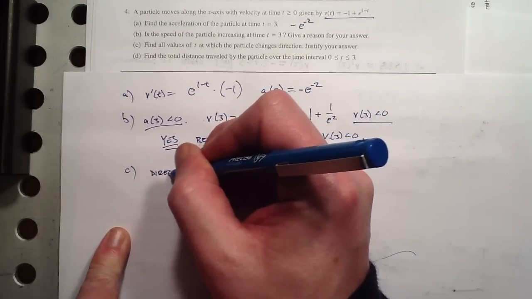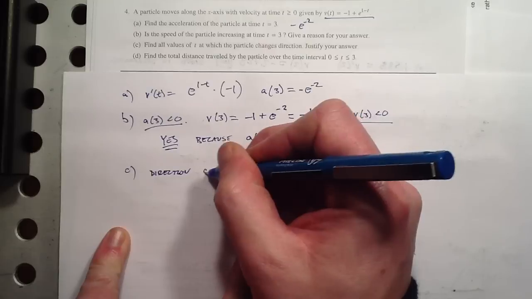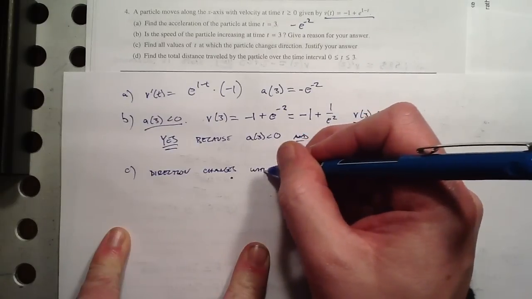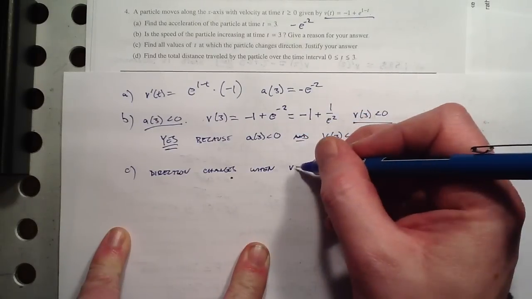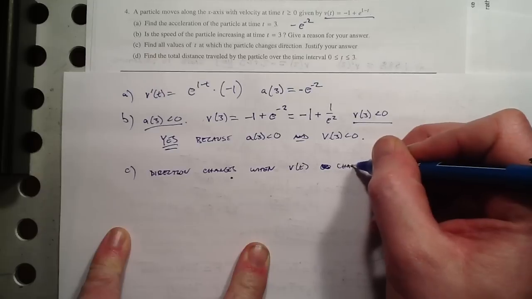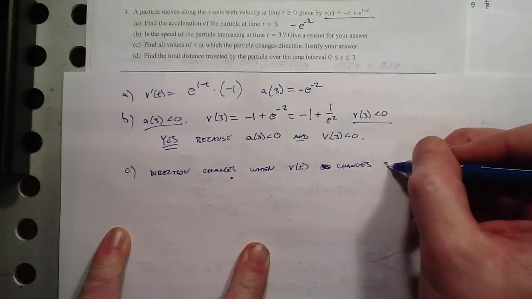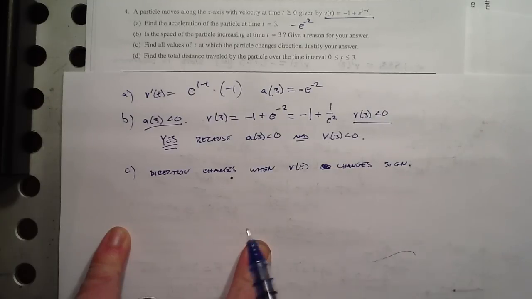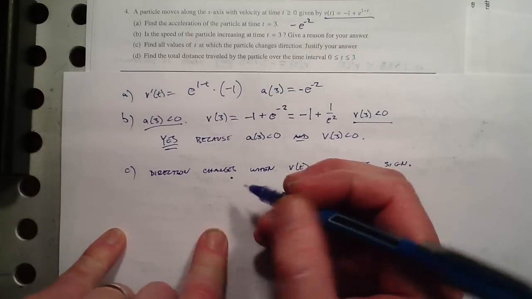Direction changes when velocity changes sign, right? From positive to negative or negative to positive. So let's see if we can find out where that happens.